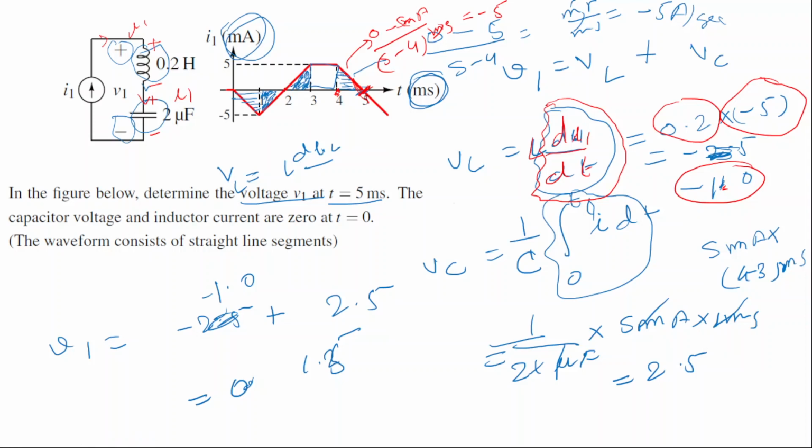Okay, so VC, the voltage across the capacitor, is 1 by C integral of 0 to T of I dt. What is our I? This I is I1. So we need to calculate the area under this curve, from here to here, under this red curve.